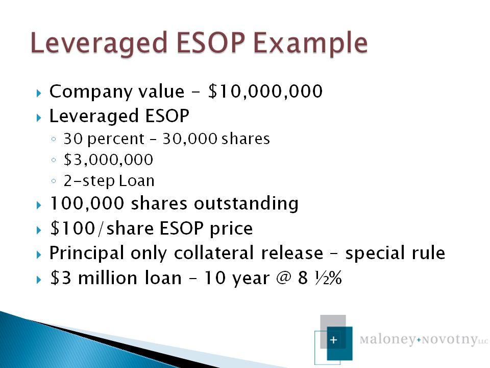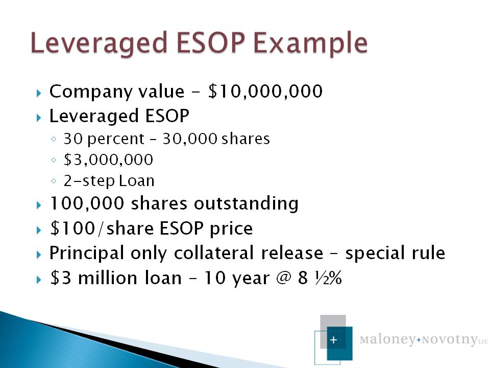Our assumption in this case is that the company that we're looking at is valued at $10 million. Okay? There are 100,000 shares outstanding, and each share is going to be $100 per share. That's going to be our cost basis, our beginning basis of the shares. Our example is going to have 30% of the shares purchased by the ESOP, so that's 30,000 shares for a price of $3 million, and we're going to use the two-step loan that we mentioned earlier.